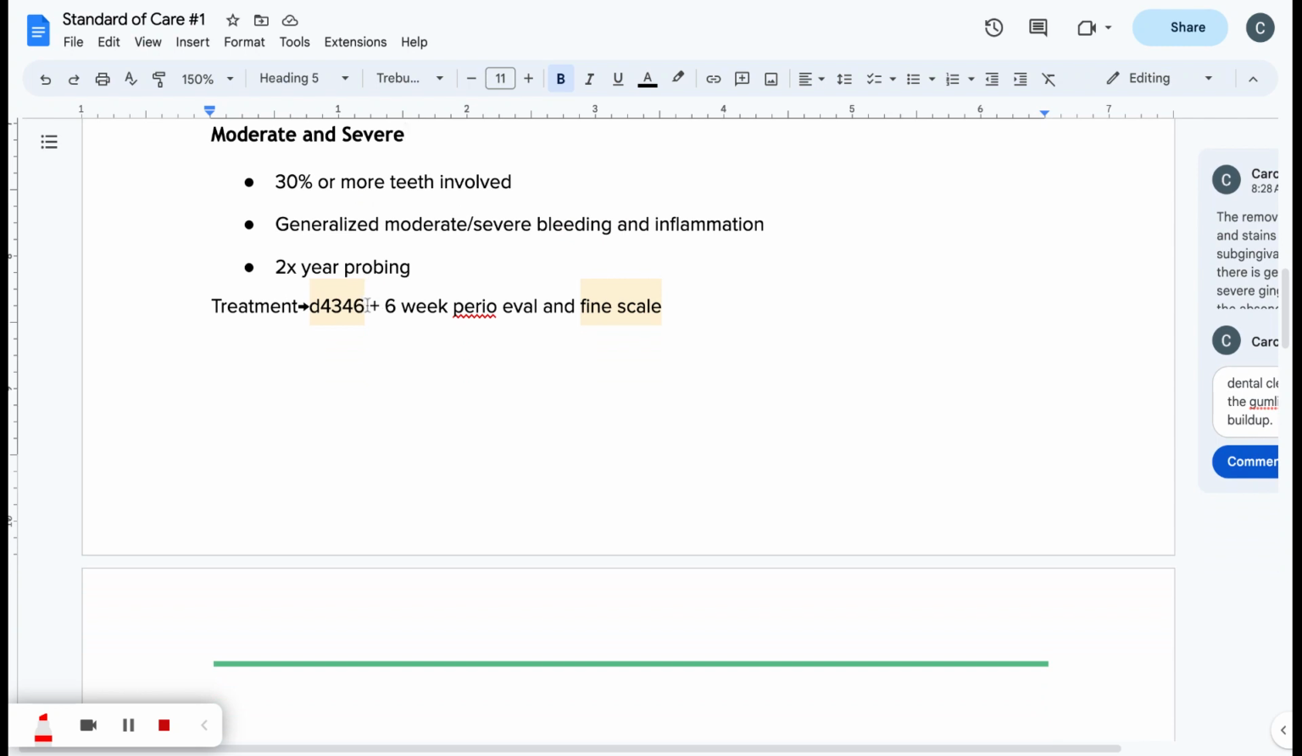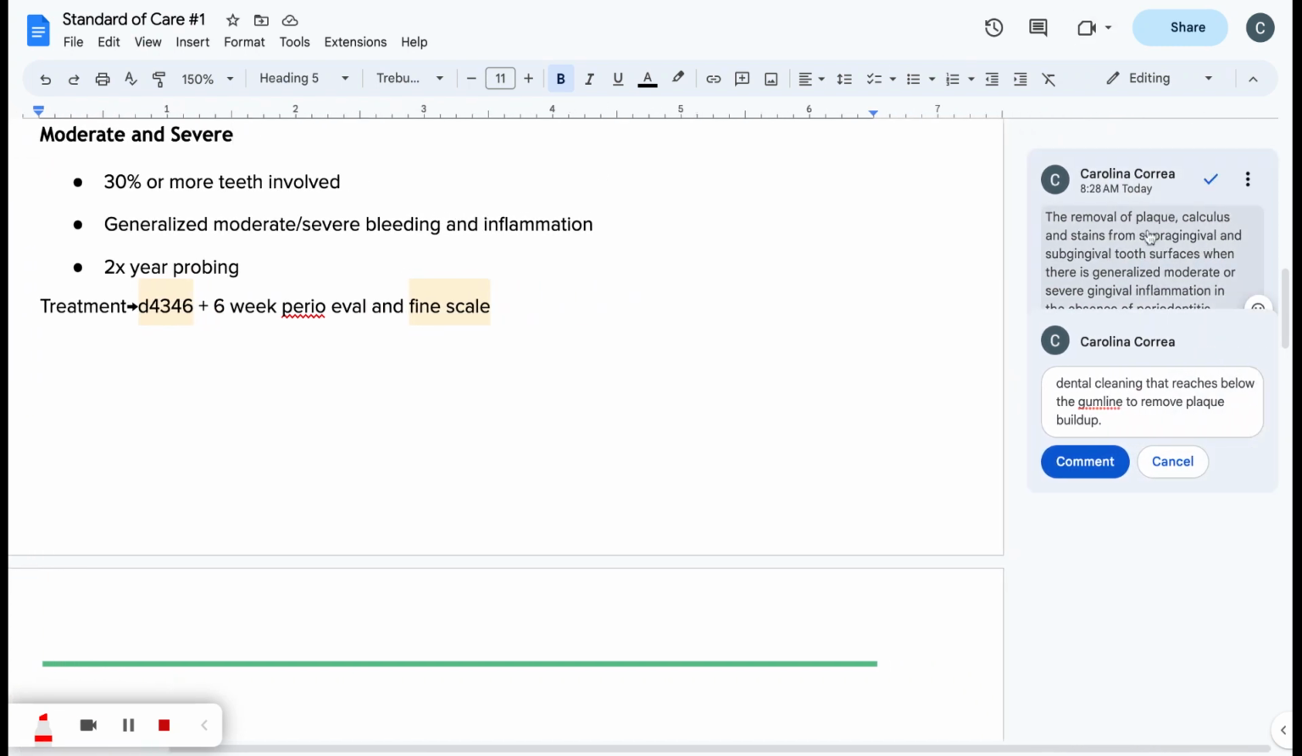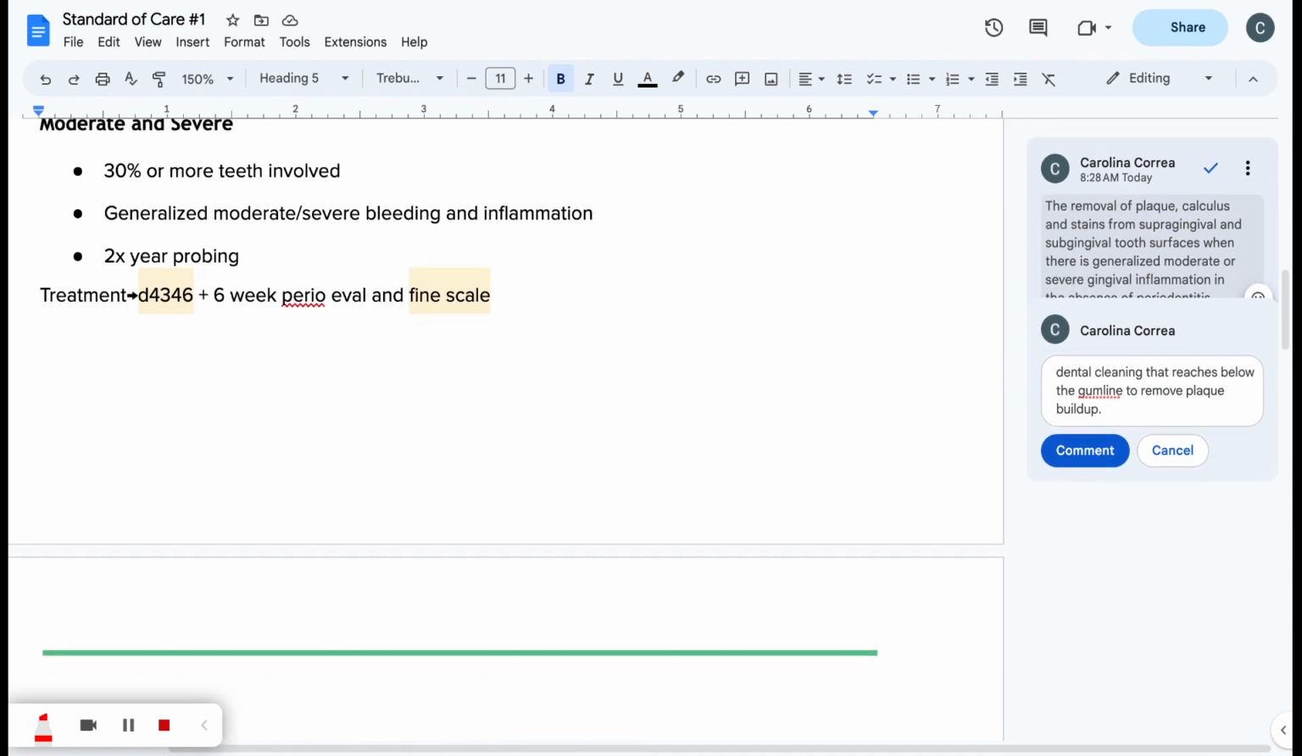Instead of a regular prophy, we're going to do D4346, which is scaling in the presence of inflammation. And that will be removal of plaque and calculus, supra and subgingival.